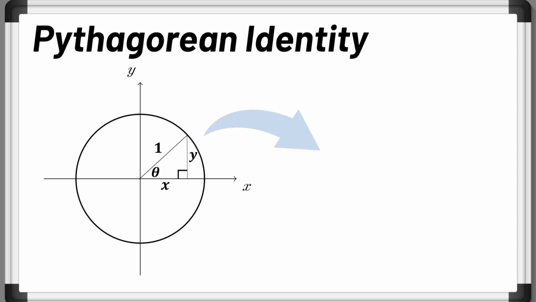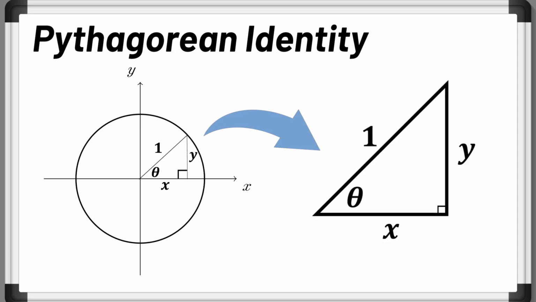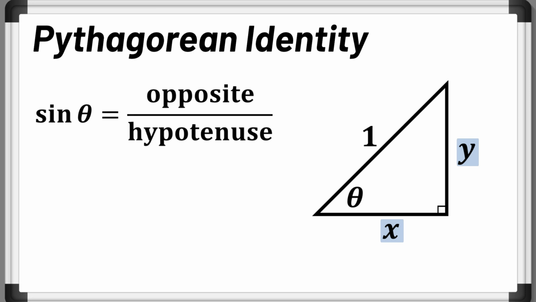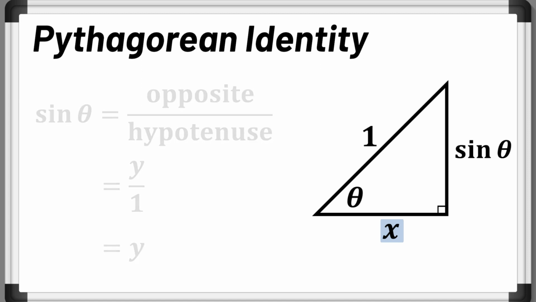Let's blow this triangle up a little bit. And with this triangle, we're going to see where the identity comes from. Let's work from here. What we're trying to do is write x and y using theta. To do this, we can use a few trig ratios. So we know that sine theta is opposite over hypotenuse, which is y over 1, which is y. So we can replace y with sine theta.